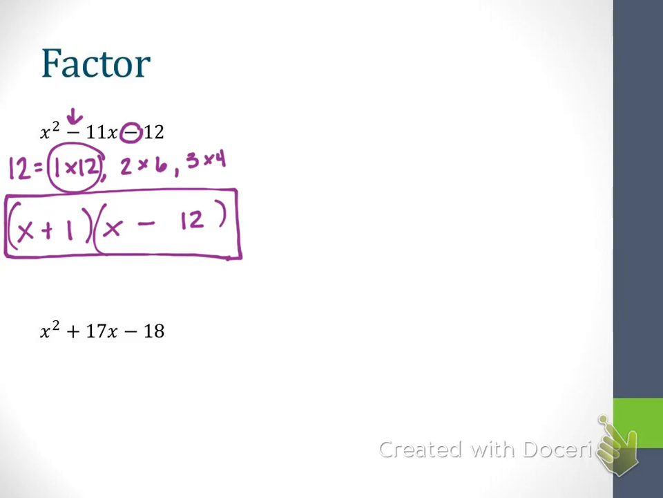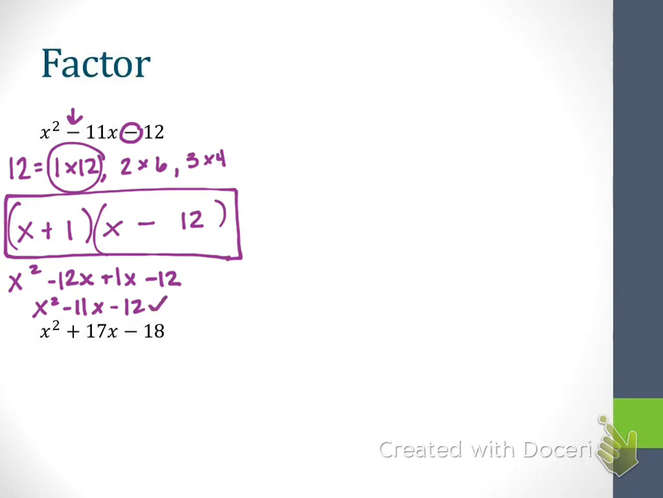Let's FOIL this and double check our work. X times X is X squared. Negative 12 times X is negative 12X. Positive 1 times X is 1X. Positive 1 times negative 12 is negative 12. Negative 12X plus 1X, different signs, so I subtract and take the sign of the larger: X squared minus 11X minus 12. Did this check out? Yes, it did.